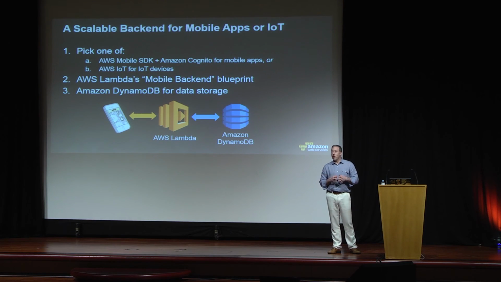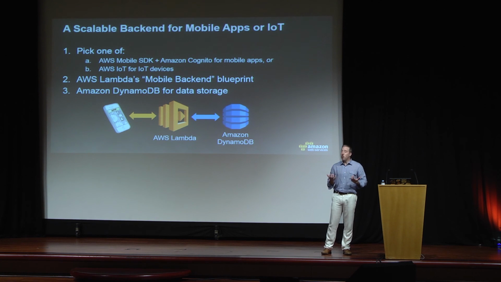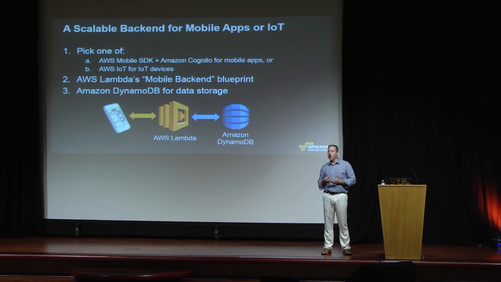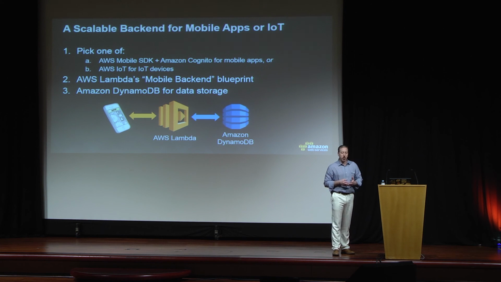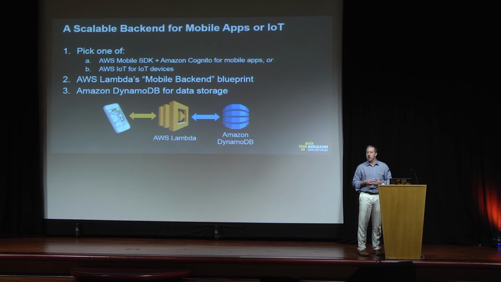In Lambda, you can go to that blueprints page and pick the mobile backend blueprint. And we'll take a look at that in a second here in another demo, and you can see what that looks like. And then you need a place to store your data. So DynamoDB being an obvious one where you can place your data, especially for CRUD type services. Very easy to use, scalable, NoSQL database.